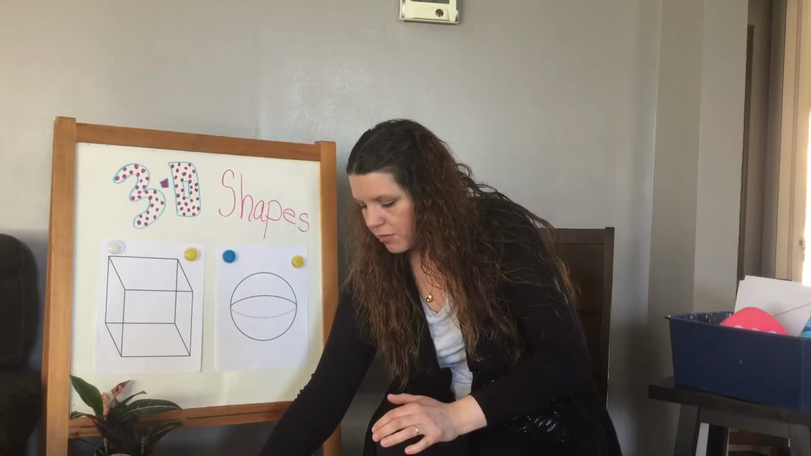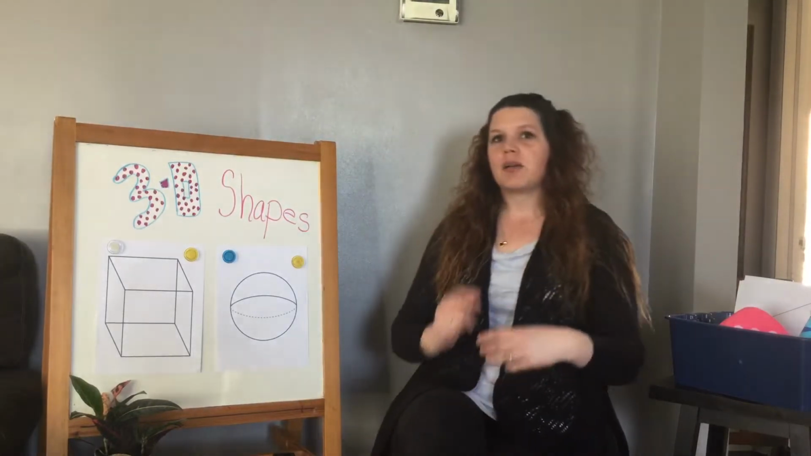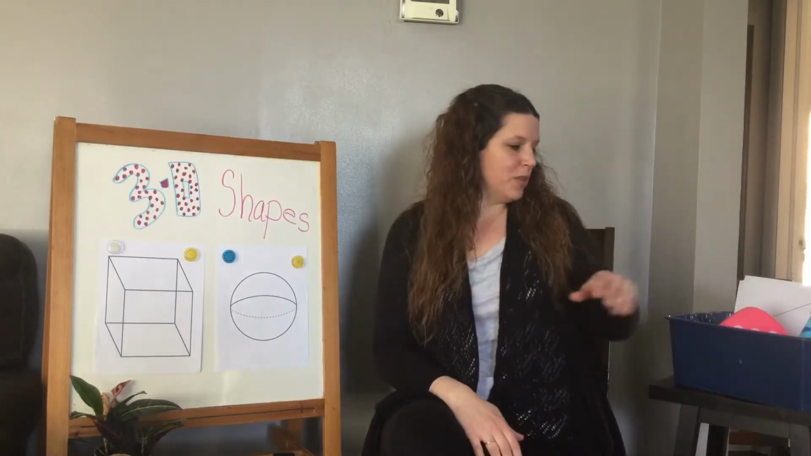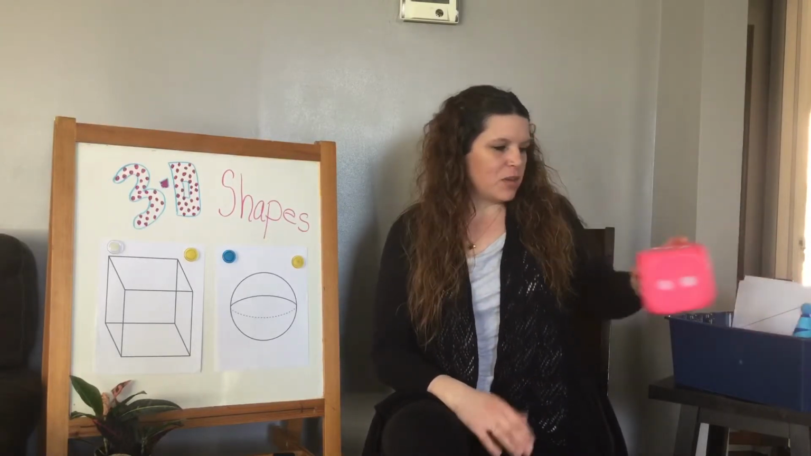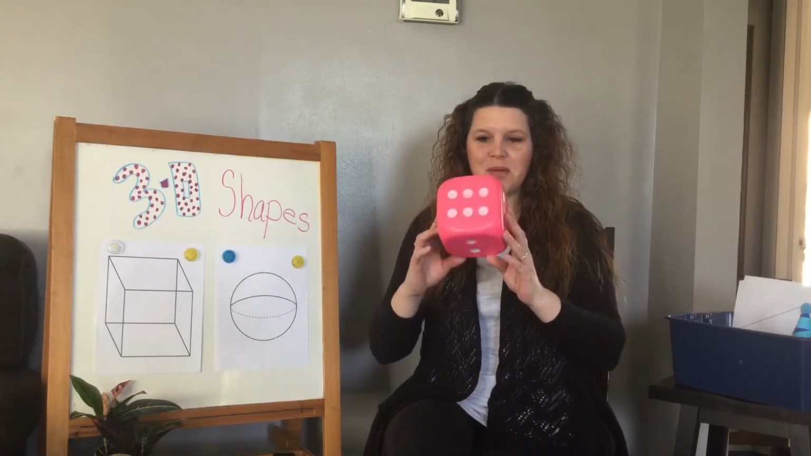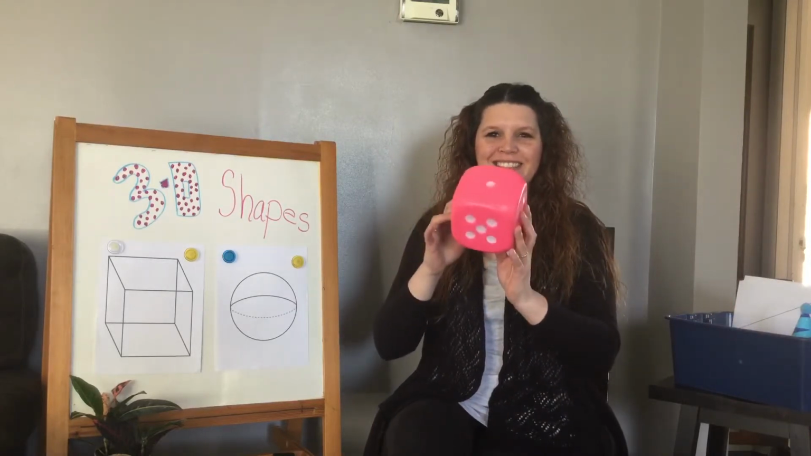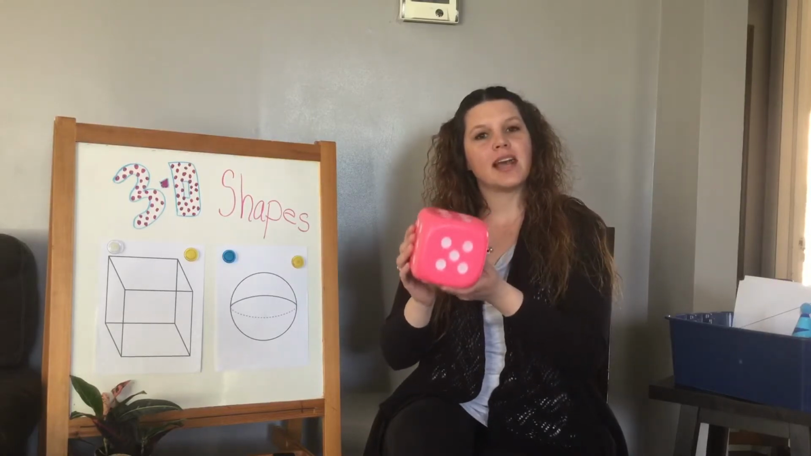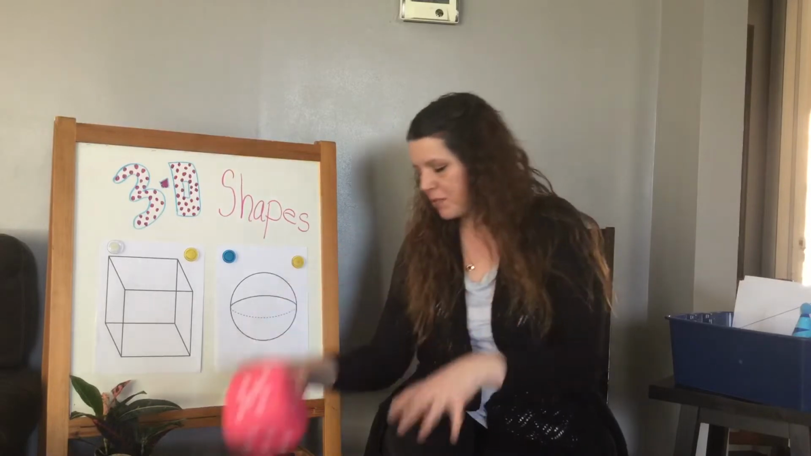And speaking of the cube shape, I was playing a game last night and I was using something that was the shape of a cube. And I bet you guys play with these all the time. And what is this called, boys and girls? That's right, it's a dice. And a dice is the same shape as a cube. All right, I'm gonna put that down.